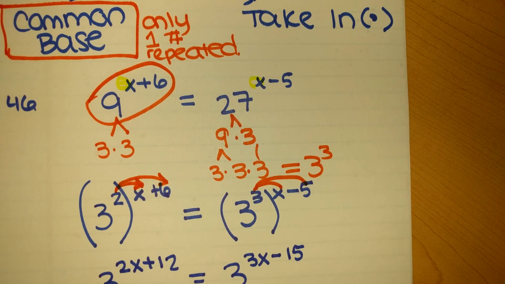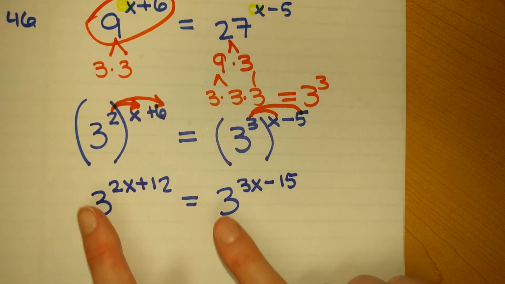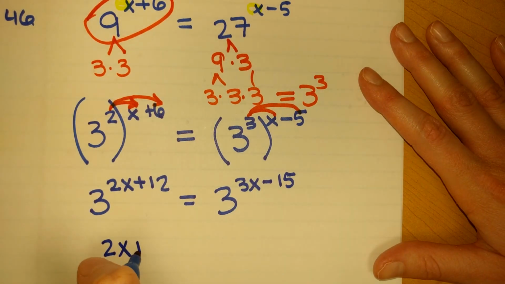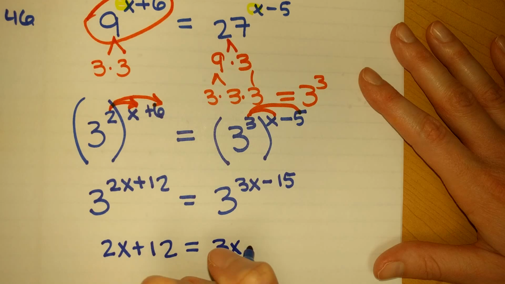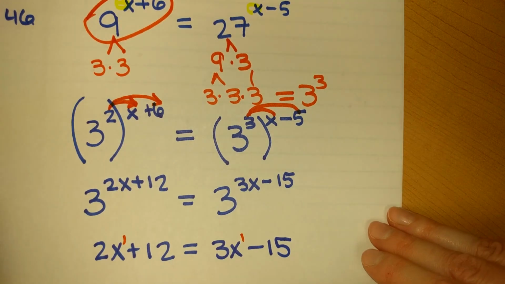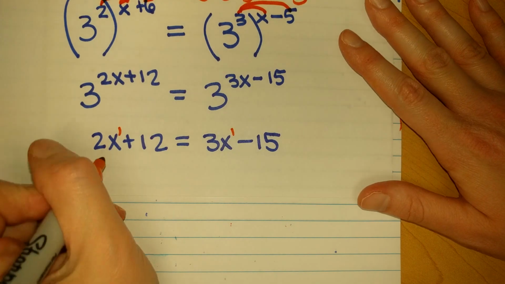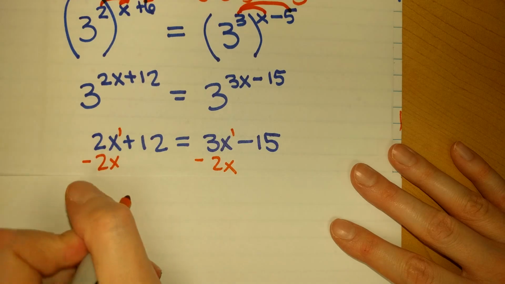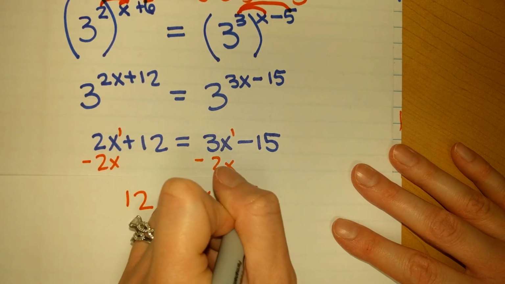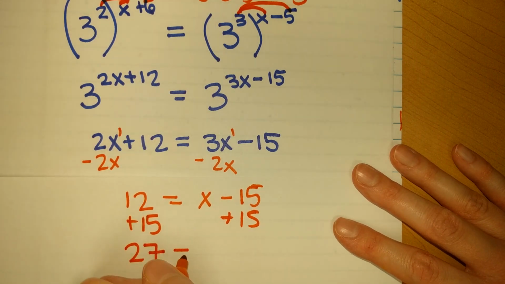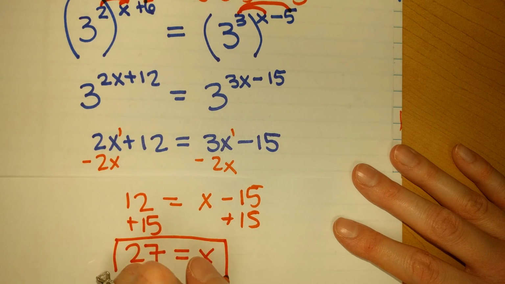Now, once we have our common base, we can say that those guys are going to cancel. The one-to-one property says that it's just going to be the exponents that we can set equal. Okay? And then the equation that we're left solving is now a linear equation, x to the first. So we just move the x's to one side. In this case, I might decide to subtract 2x from both sides. And I would get 12 equals x minus 15. Add 15, add 15. We get 27 is equal to x. And that is our answer.